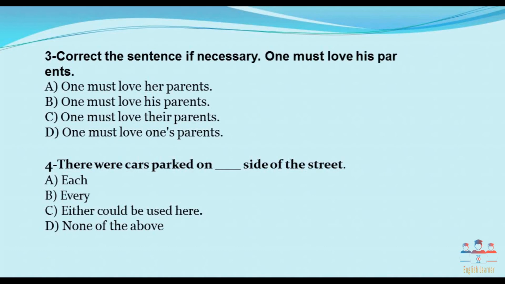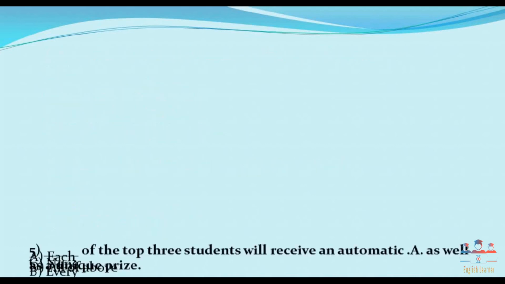Number 4. "There were cars parked on dash side of the street." Now you should consider that the street has two ends, so we are going to consider a single side. Which option will be correct? Let us have a look at the options. A, each. B, every. C, either could be used here, or D, none of the above.